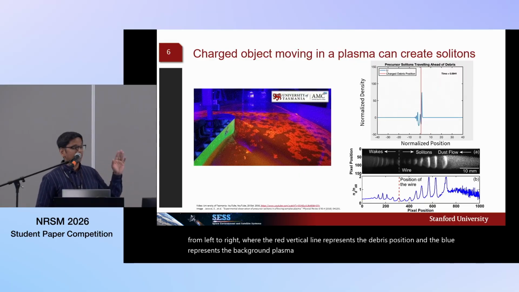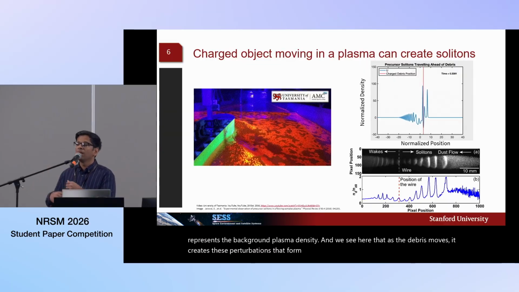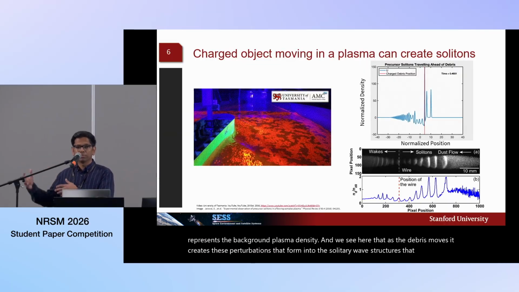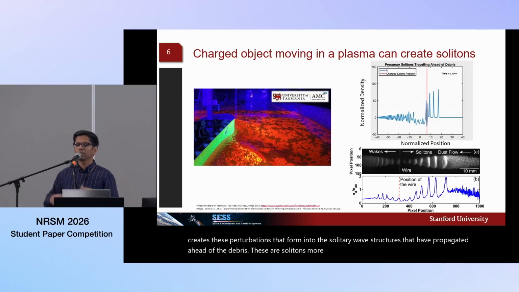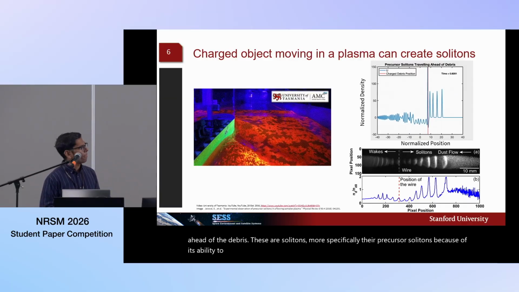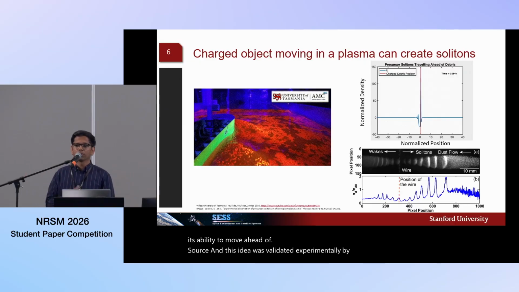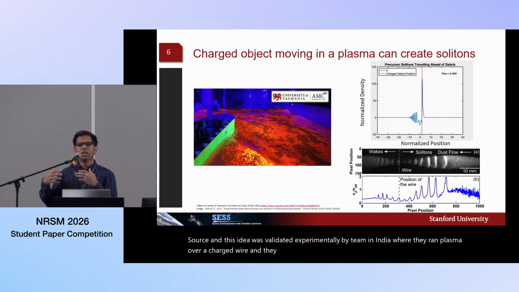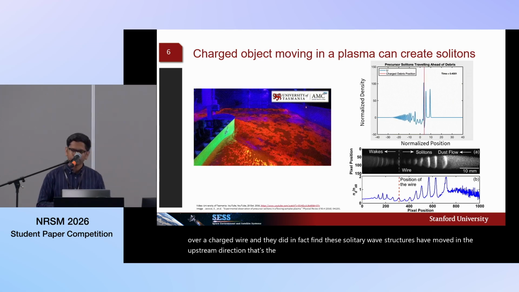And we see here that as the debris moves, it creates these perturbations that form into these solitary wave structures that have propagated ahead of the debris. These are solitons. More specifically, they're precursor solitons because of their ability to move ahead of their source. And this idea was validated experimentally by a team in India where they ran plasma over a charged wire, and they did in fact find these solitary wave structures that moved in the upstream direction. That's the image on the bottom right there.